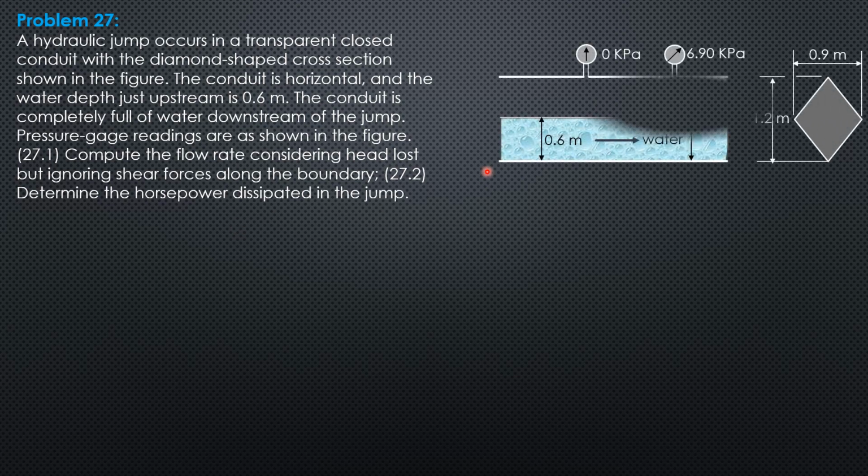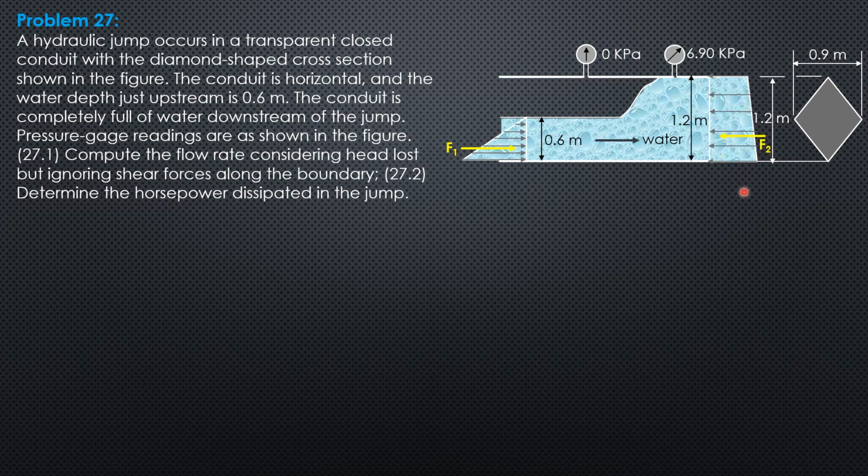So this is the figure to help analyze. Area 1 is just half of this diamond shape, so it is 0.5 or 1/2 of 0.9 times 0.6. This is the hydrostatic pressure diagram at 1. The hydrostatic pressure diagram at 2 is not triangular anymore because at 1 the pressure is 0, so here there is 6.9, so it is trapezoidal as shown. So F2. Then this is supposedly the shear stress along the boundary, but it is ignored in this situation here.